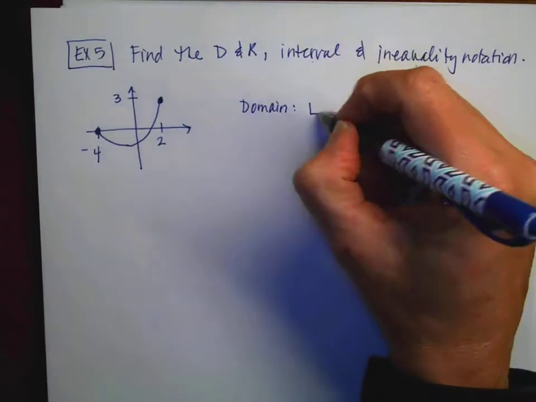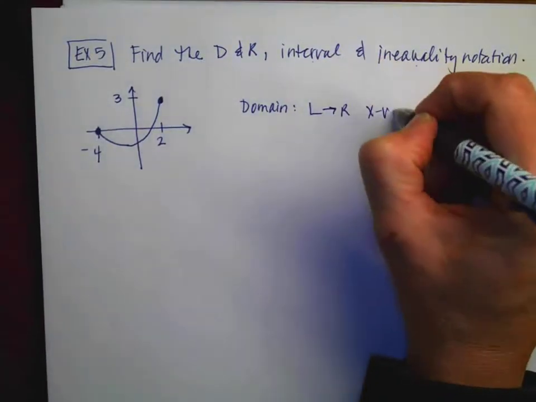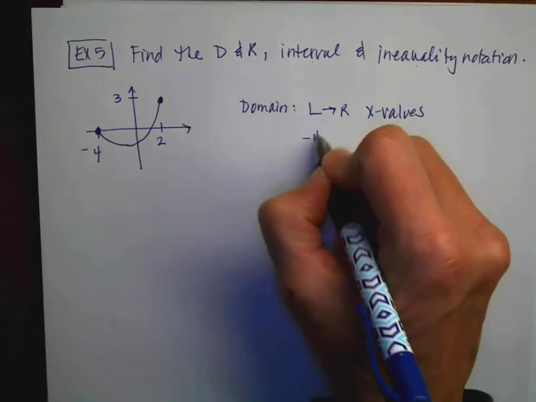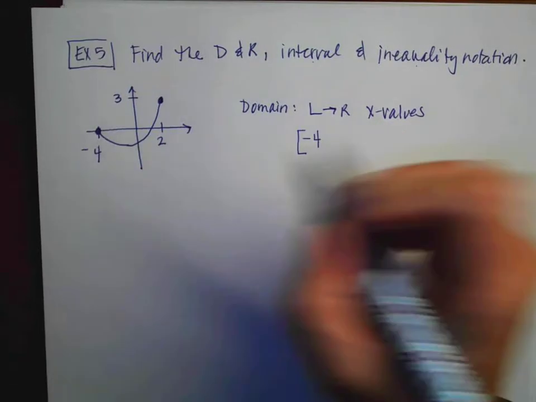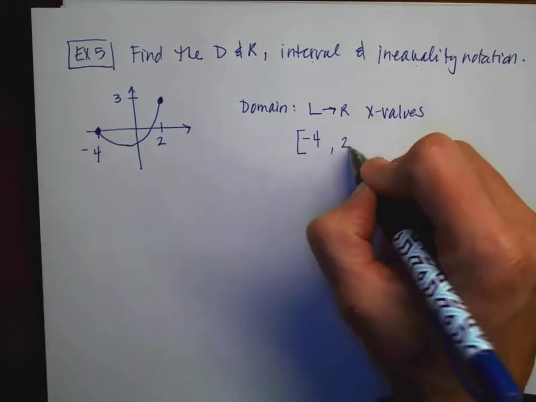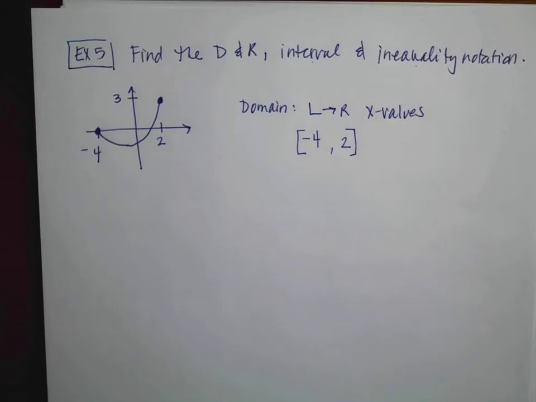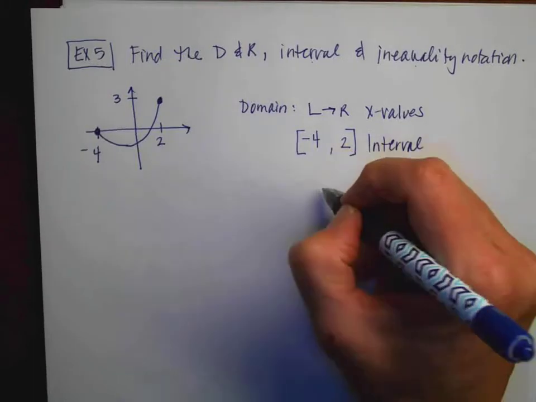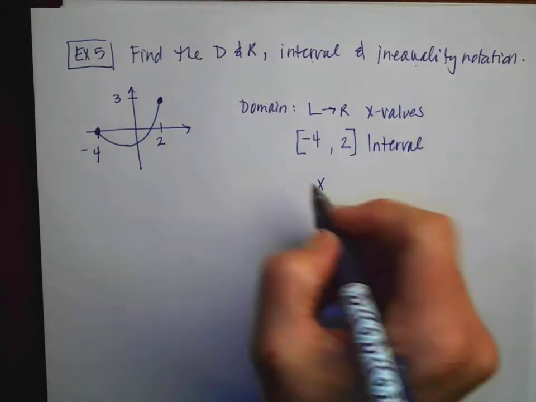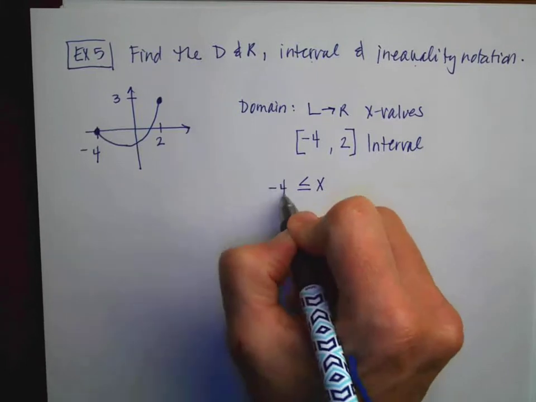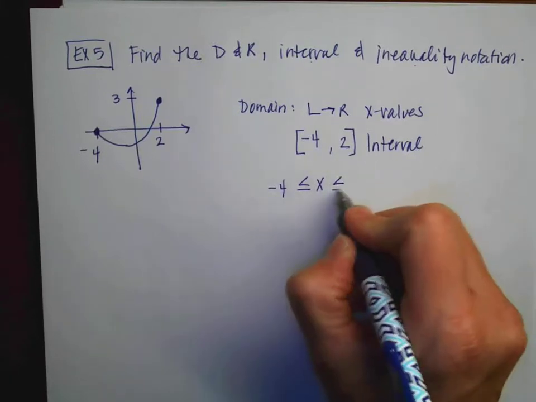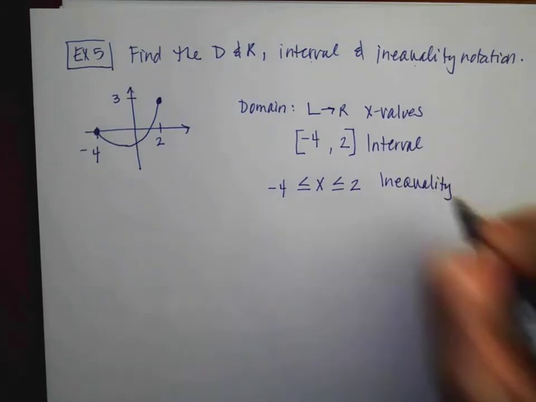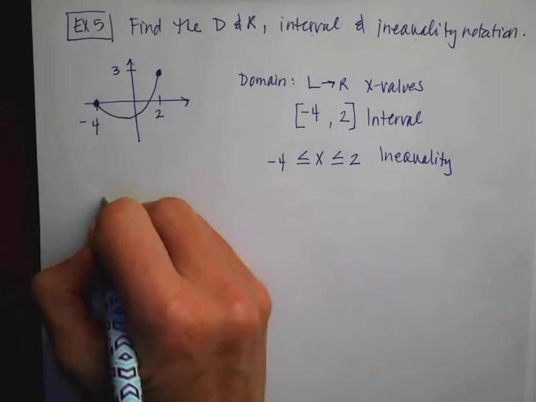So then my domain, which remember is read left to right, and it is your x values, they're going to start at negative 4. It's included, which means it's a square bracket. They're going to stop at 2, and it's also included, so it's going to be another square bracket. And again, this is our interval notation. For our inequality, I always start by writing the x first. It's going to be greater than or equal to negative 4. The 2 is also included, so less than or equal to 2. And this is my inequality notation.